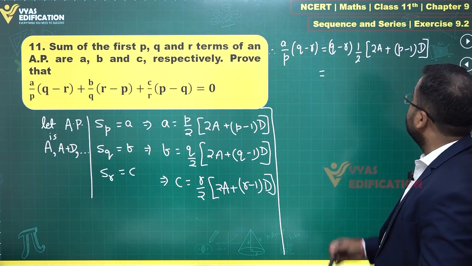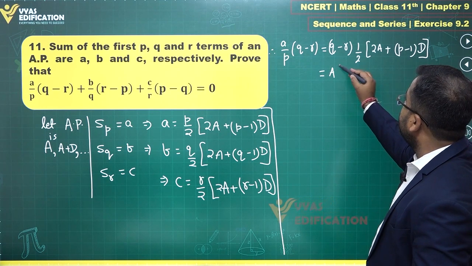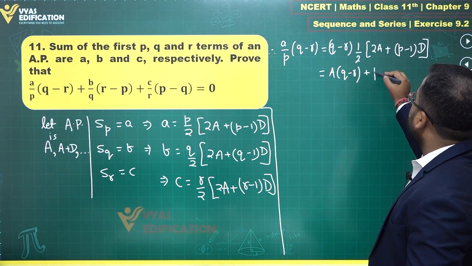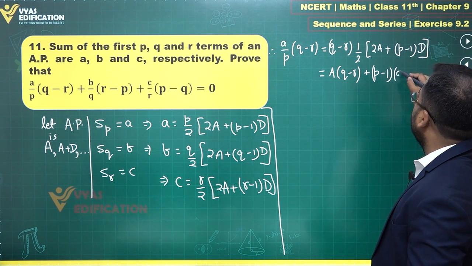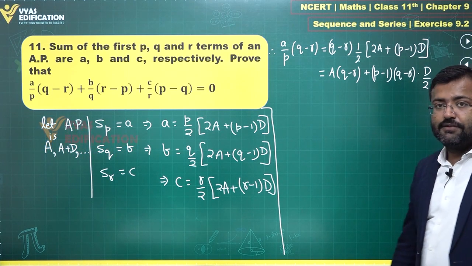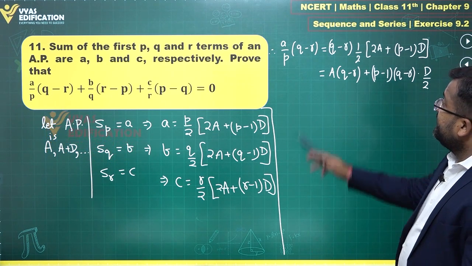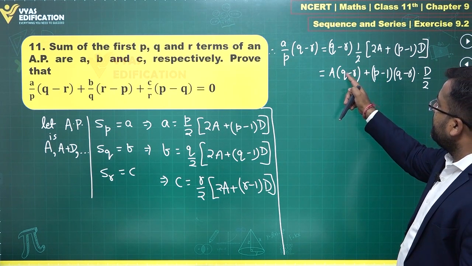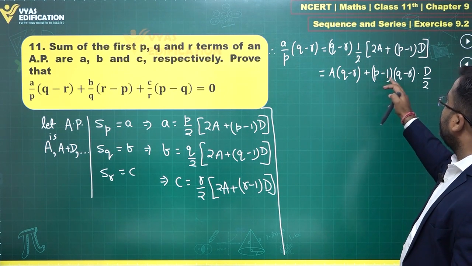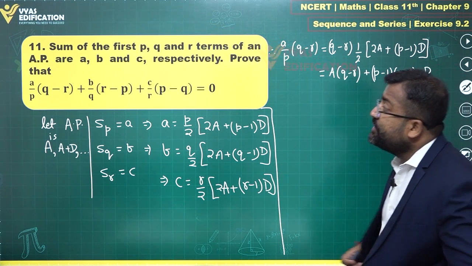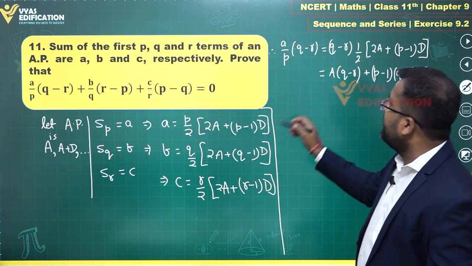Okay, and what does that give me? Okay, this will be A times Q minus R plus P minus 1 times Q minus R times D by 2. Please take a look at this. This is what you get. This expression is equal to this. Half times Q minus R multiplied by 2 will be this. Half times Q minus R multiplied by this will be this expression. Now, the next expression, b by Q times R minus P.